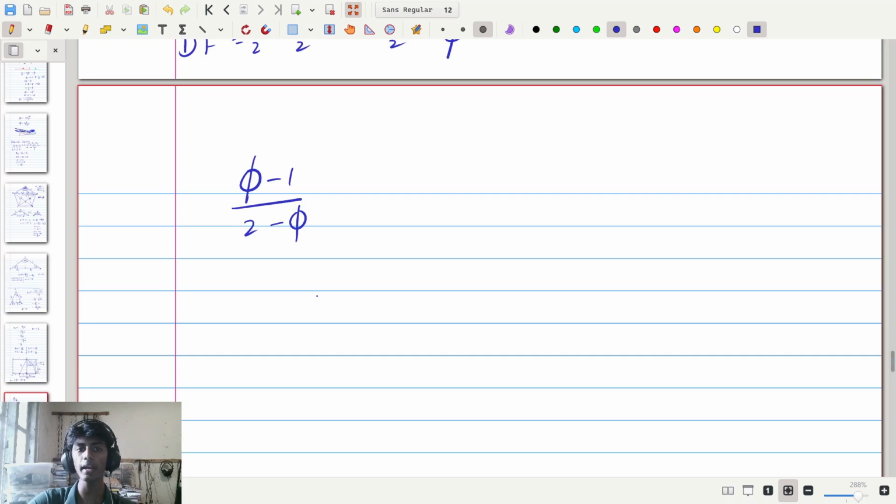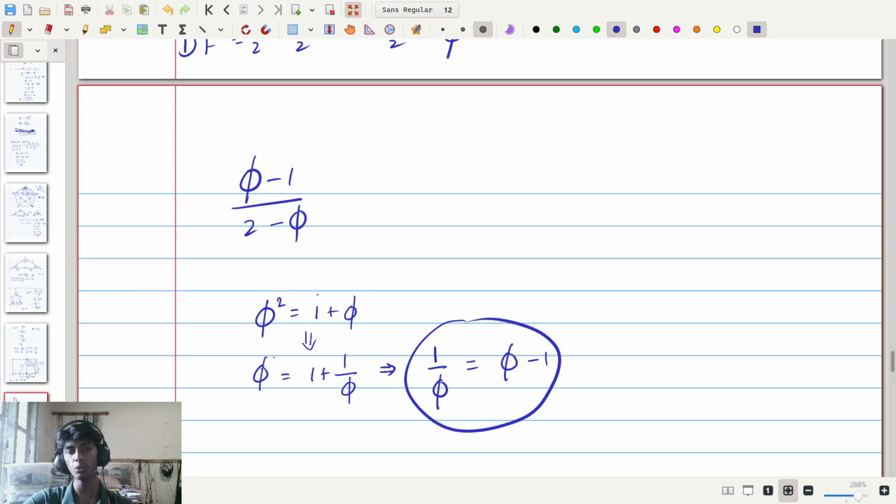One identity that we know is that the golden ratio squared is equal to 1 plus the golden ratio. Another thing we know is that the golden ratio is equal to 1 plus 1 divided by the golden ratio. I'm going to take the second one, which is obtained from the first one, and take this 1 to the other side. So what I have then is that 1 divided by the golden ratio is equal to the golden ratio minus 1. We are going to be using this.